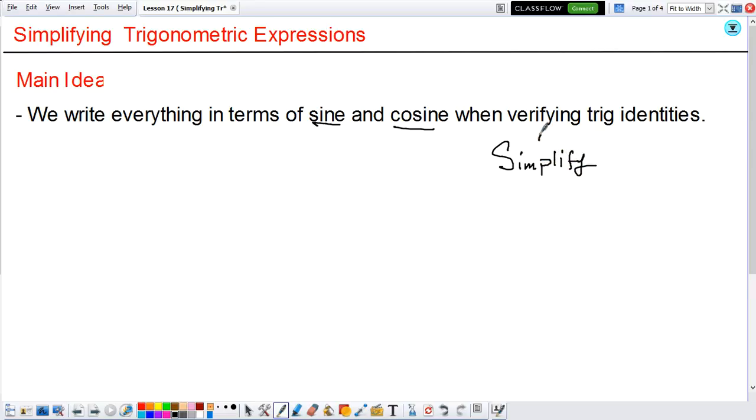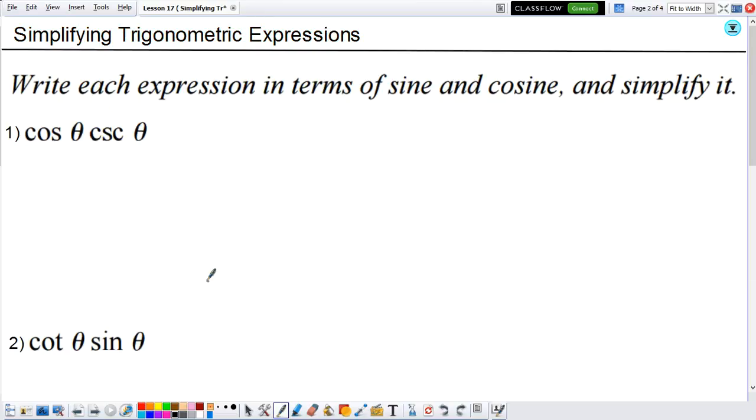Or when we try to simplify or verify any kind of trig identities. So if you're trying to verify or if you're trying to simplify any kind of trig expression or identity, we will use the idea where we're going to try and rewrite everything in terms of sine and cosine. So let's get started.